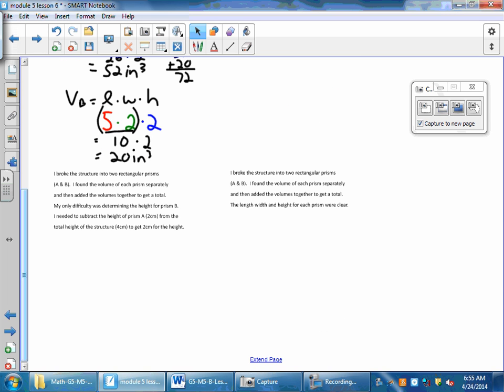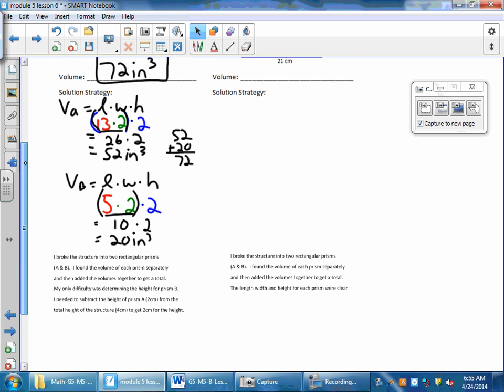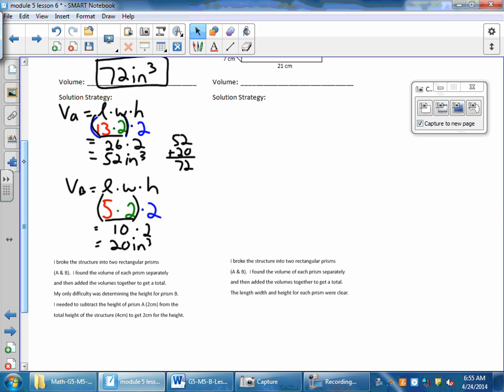Here's my solution strategy. I broke the structure into 2 rectangular prisms, A and B, and I found the volume of each prism separately and then added the volumes together to get a total. My only difficulty was determining the height for prism B. I needed to subtract the height of prism A, 2 centimeters, from the total height of the structure, 4 centimeters, to get 2 centimeters for the height of prism B.